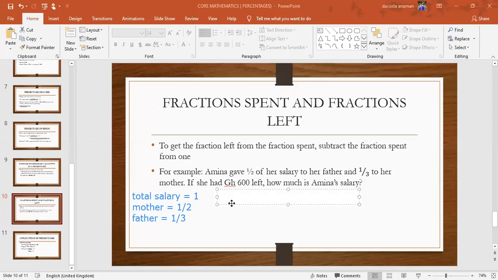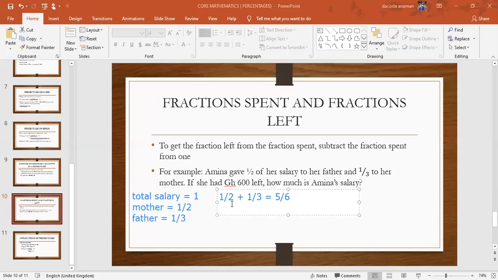Her mother and her father, so that we can subtract it from the 1. Then we will know how much is left. Therefore, to add them, 1/2 plus 1/3. We will not be doing LCM. You have your calculator. When you punch it on your calculator, you'll be getting what? 5/6. So this is the total amount that Amina has been able to give out in terms of fraction.